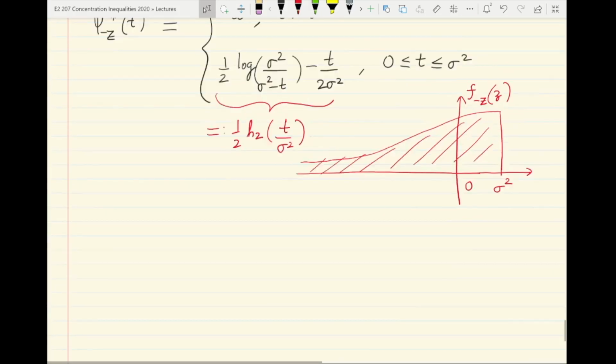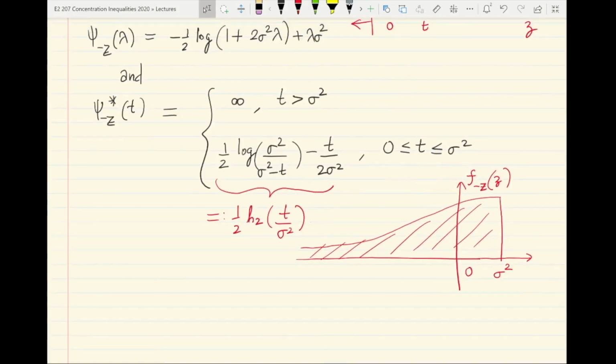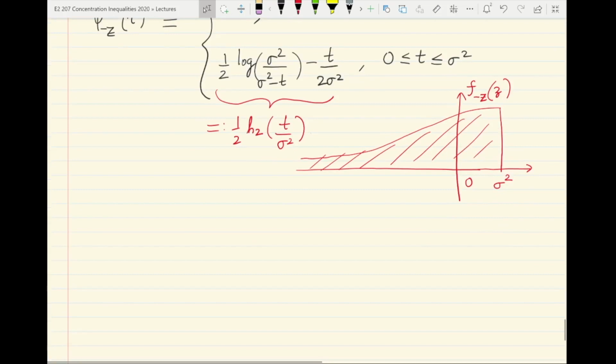Okay, so we have essentially found the right tail decay and the left tail decay of a chi-square random variable, which is a Gaussian square. But the Cramér transforms are rather complicated functions. They are expressed as logarithms of rational functions of t and so on. So let's try to understand these functions, these Cramér transforms of z and minus z, a little better by trying to lower bound them. And one way in which we can do this is as follows.